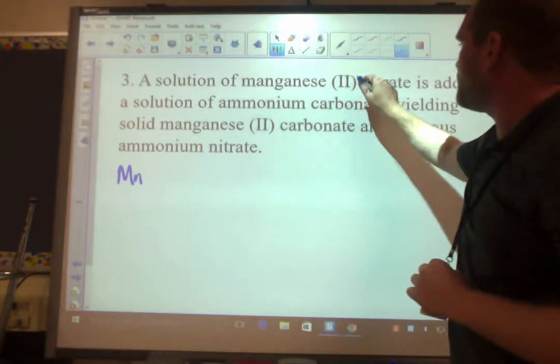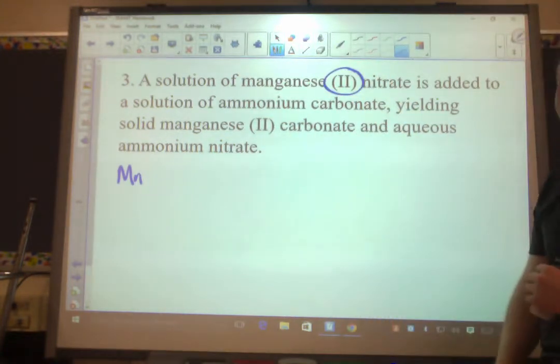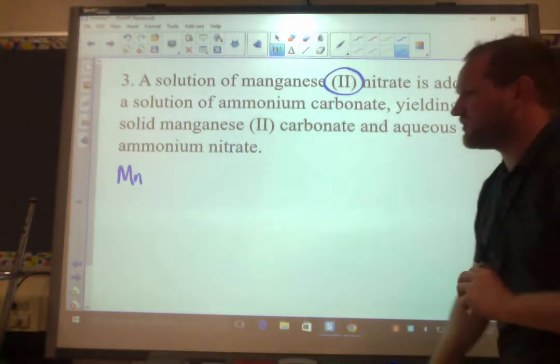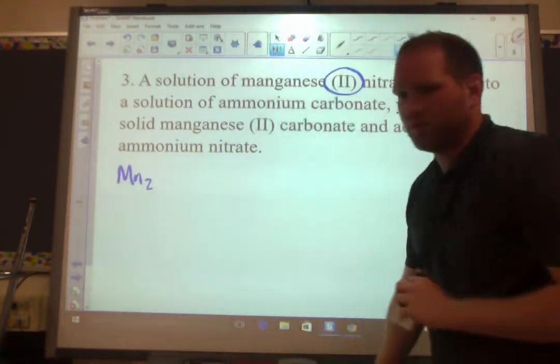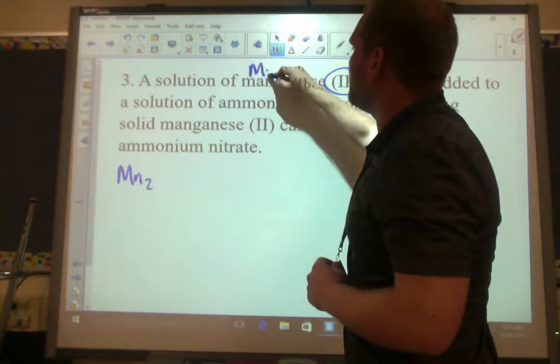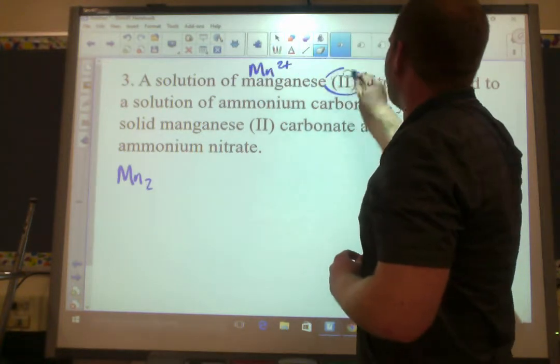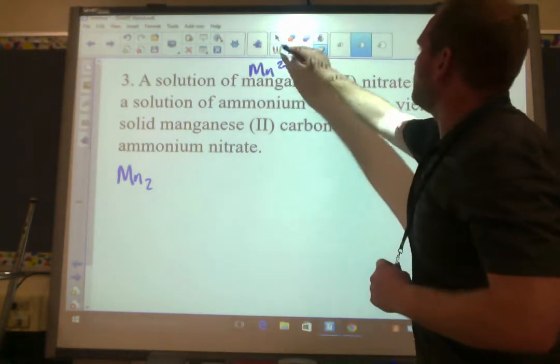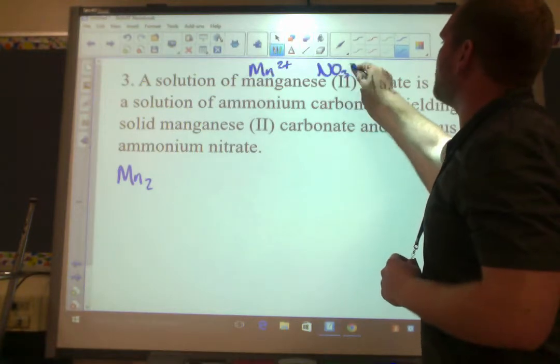Manganese 2 nitrate. What does this 2 mean? That means the charge on the manganese is 2. It does not mean Mn2. Biggest mistake we see. It means that this manganese is a Mn2+, and that's going to react with nitrate, which is NO3-.